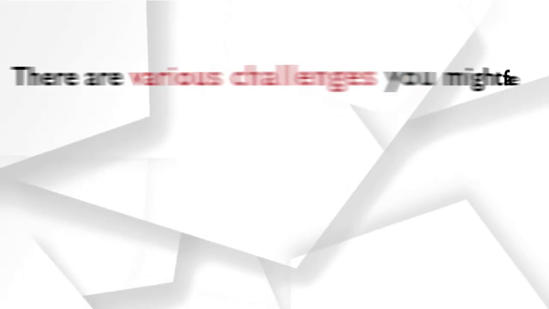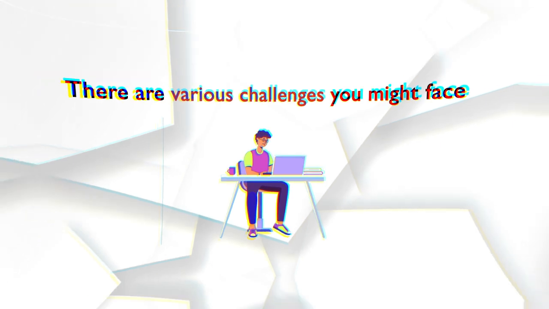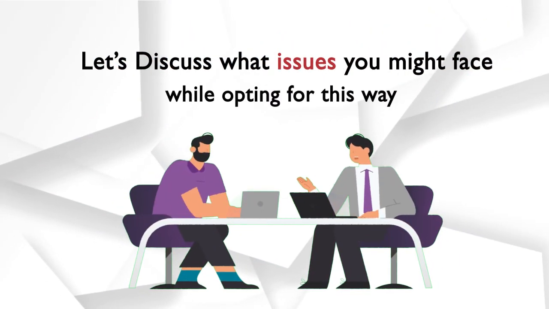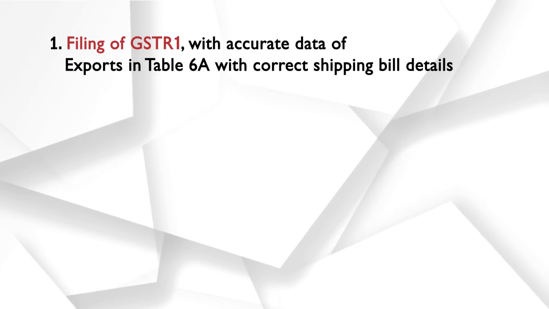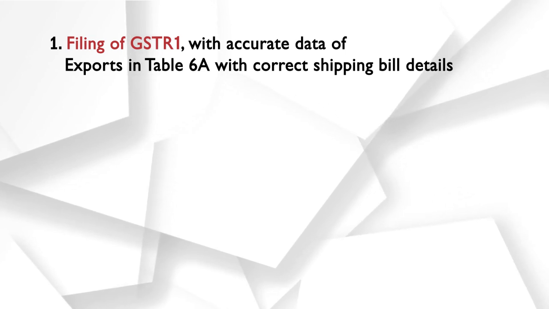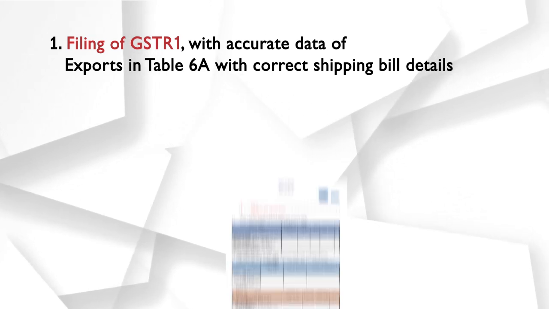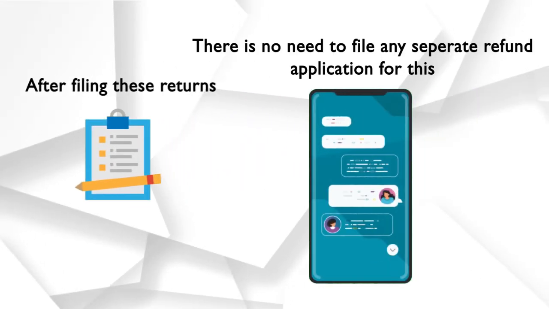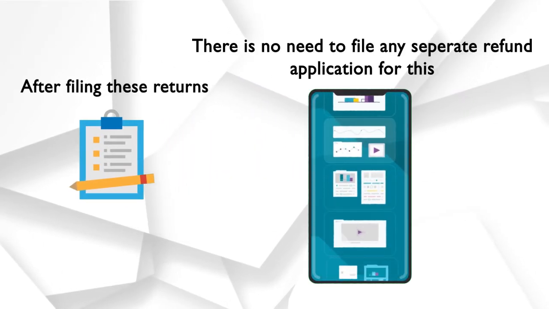But there are various challenges you might face. Let's discuss what issues you might face while opting for this way. First, filing of GSTR 1 with accurate data of exports in table 6A with correct shipping bill details, and filing GSTR 3B. After filing these returns, there is no need to file any separate refund application for this.